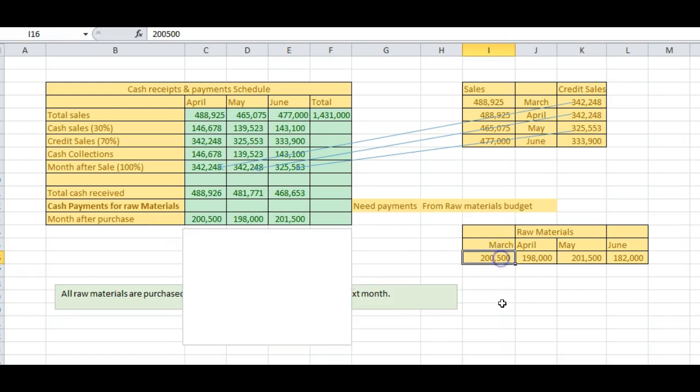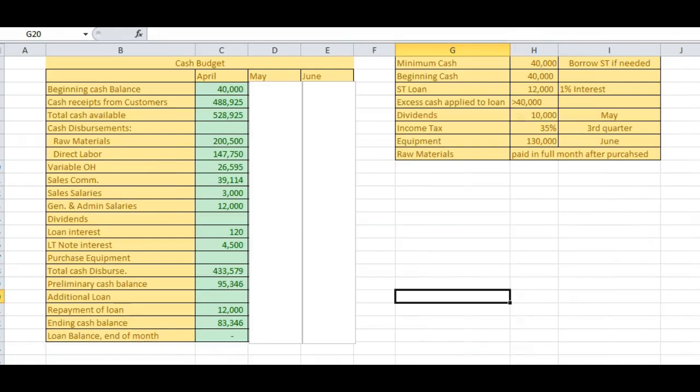So for March, we charged 200,500. We didn't pay for that until April. We charged 198 in April and paid for it in May. And we charged 201,500 in May and paid for it in June. So now we've set that up. Don't lose these numbers because we're going to need them when we get to the budget.